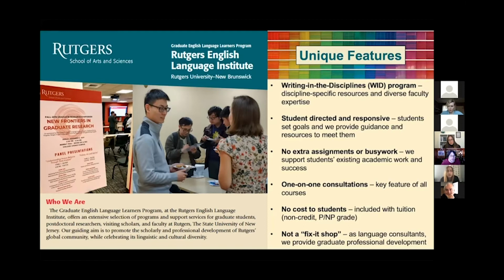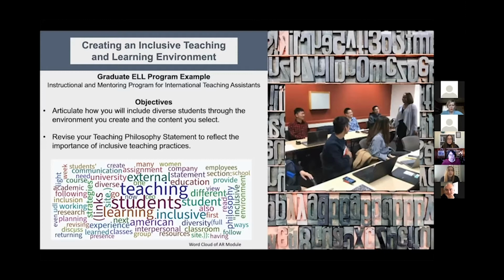Our program aims to provide comprehensive, discipline-specific academic support at the point the support is most needed by our students. Our goal is to cultivate holistic, long-term relationships with graduate writers throughout the time that they spend at Rutgers.